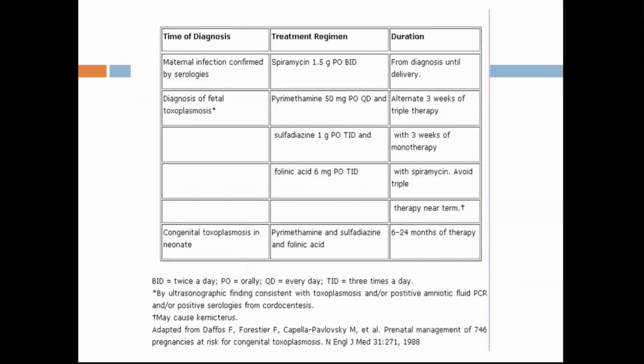So these are the various doses. You can get them easily: when maternal infection is confirmed, how you give spiramycin; when fetal infection is confirmed, you add on these drugs. And for congenital toxoplasmosis in the neonate, we give pyrimethamine and sulfadiazine till 6 to 24 months of age.